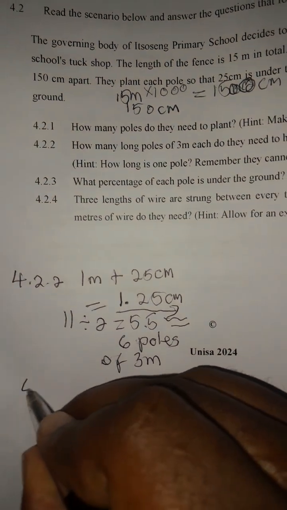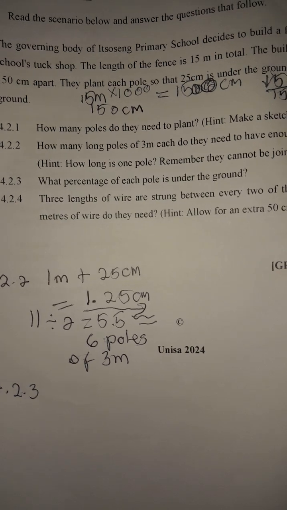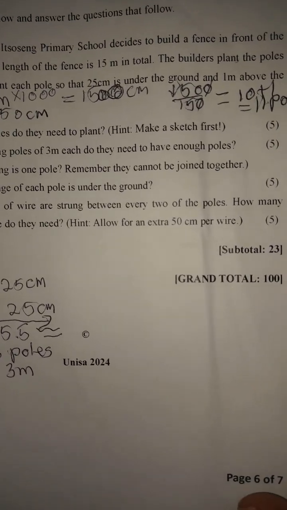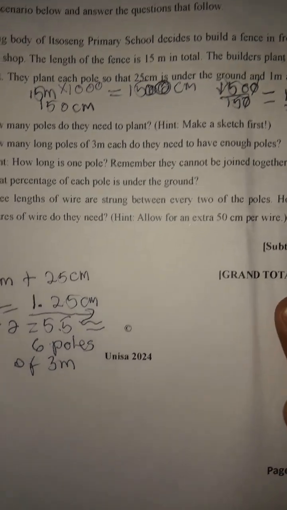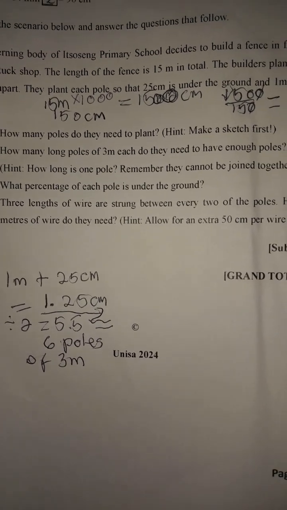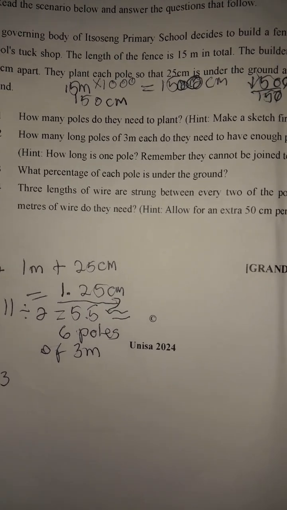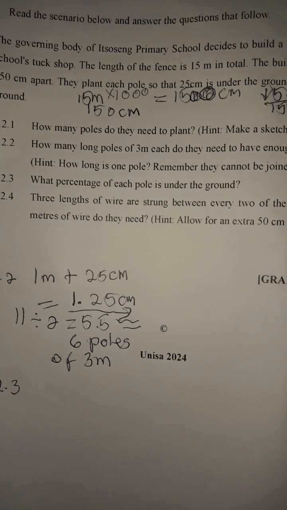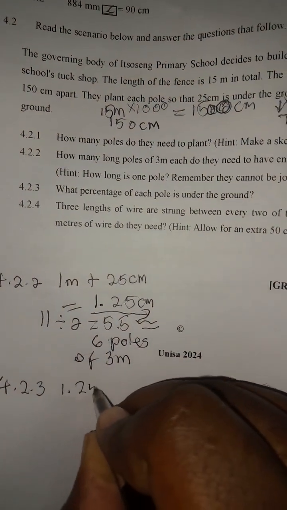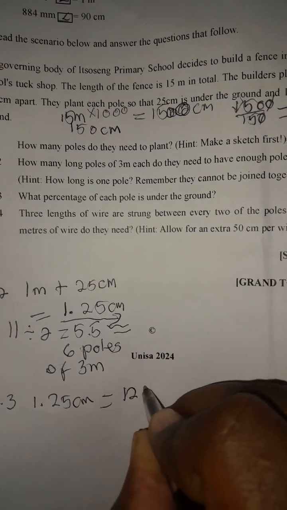Then let's now work with 4.2.3. What percentage of each pole is under the ground? That's 5 marks, right? So the total length of each pole, by the way, we calculated it. We said the total length of each pole is 1.25. So we take that 1.25, convert it to meter. We are going to have 125.